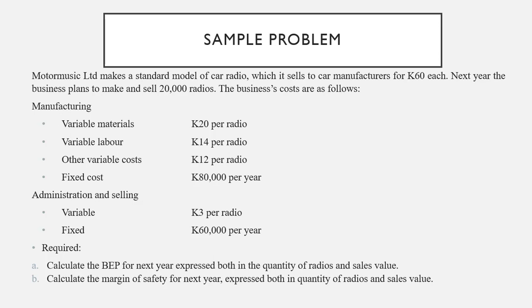We are being asked to calculate the break-even point, which is expressed in quantity of radios and sales value, and then calculate the margin of safety, which is the difference between the total sales that you will be making against the break-even point. It should be expressed also in quantity and then sales value.